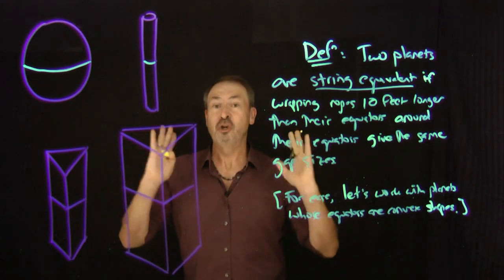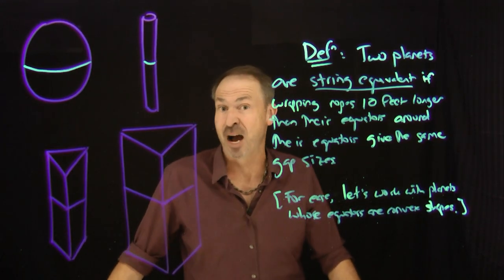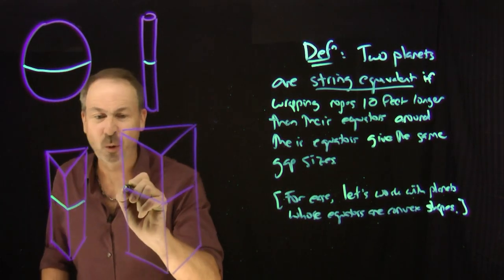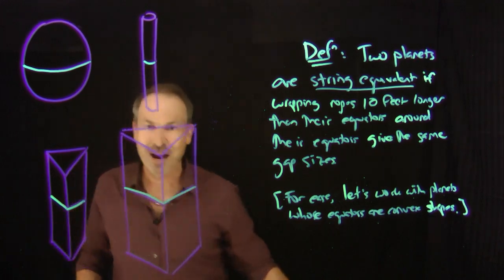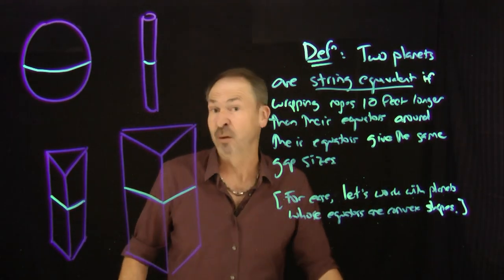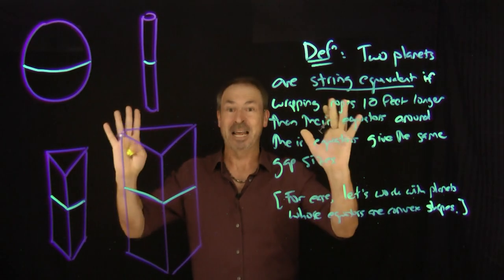We also saw that any two cubical planets, no matter their size, are sure to be string equivalent. Their gap size is 5 over 4 feet. And we just saw moments ago that wrapping rope around the equators of planets with equilateral triangular equators, no matter their size, are sure to give the same gap size of 5 over 3 root 3 feet. They are string equivalent. So that's my big exploration question.